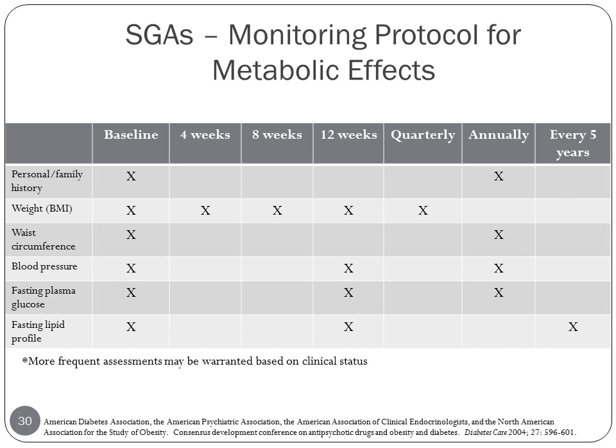This table also comes from that ADA-APA consensus statement and highlights how often you should be monitoring for these metabolic effects. And you can see that you should get a weight, waist circumference, blood pressure, fasting plasma glucose, and fasted lipid panel before you even start the second generation antipsychotic. After initiating the agent, the weight should be checked at 4, 8, and 12 weeks, and then every 3 months thereafter.